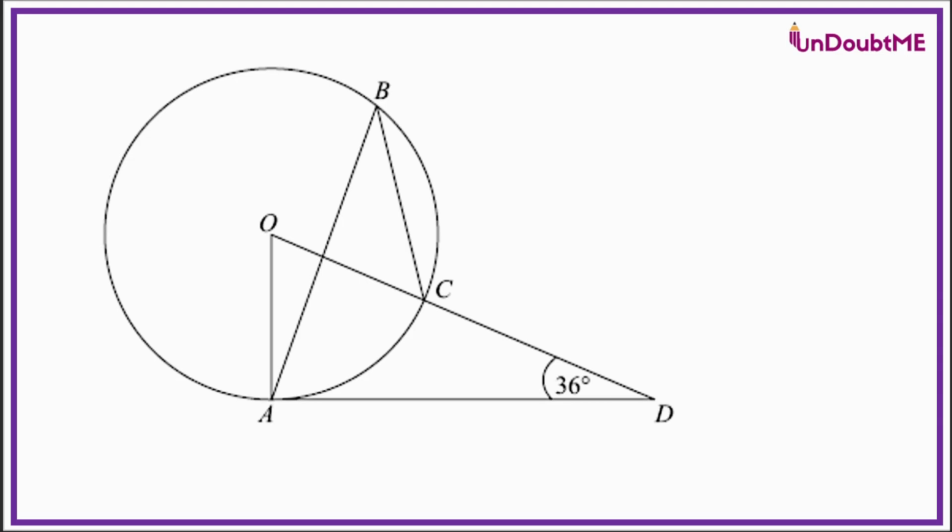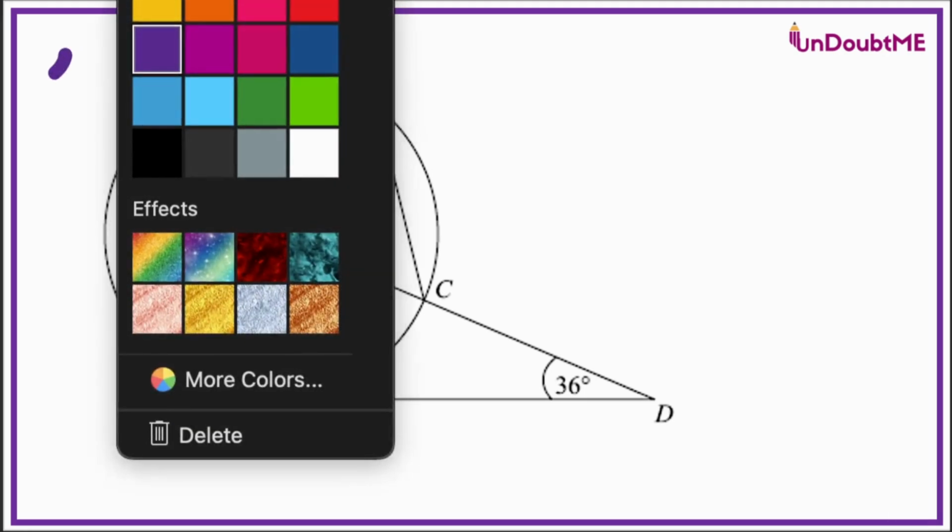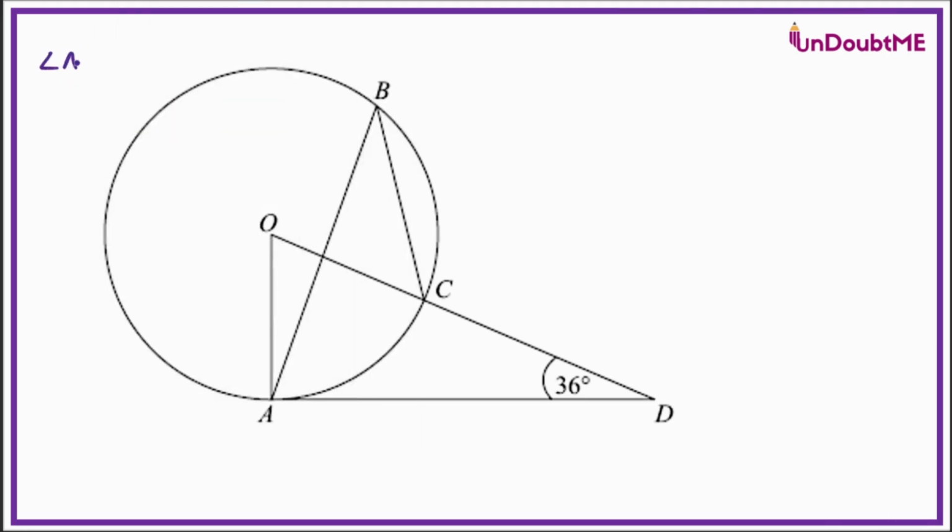So in this question, they have given the circle, and they are mainly asking angle AOC, okay, and then angle ABC. These are the two angles asked.